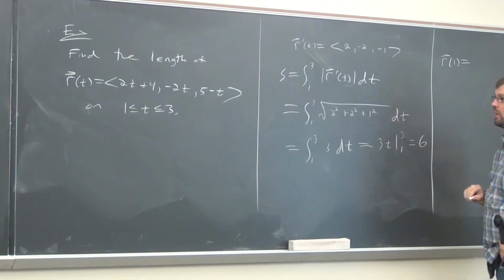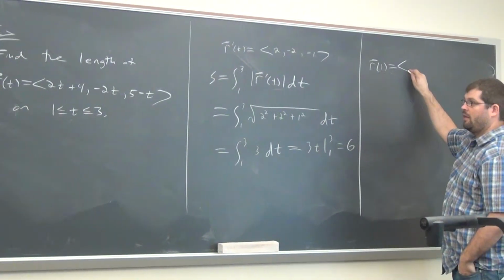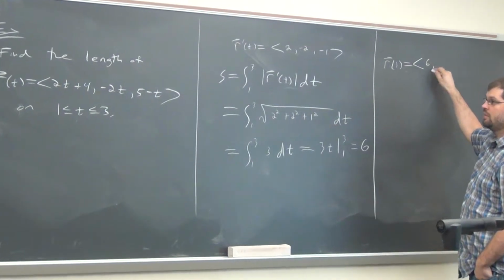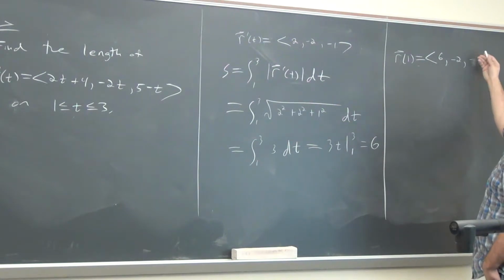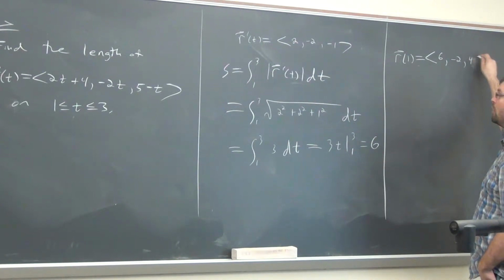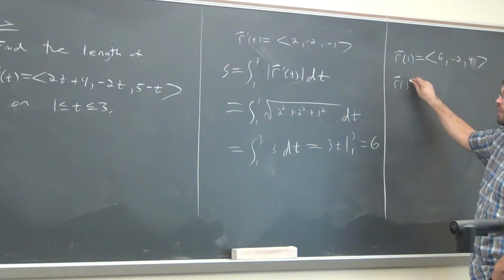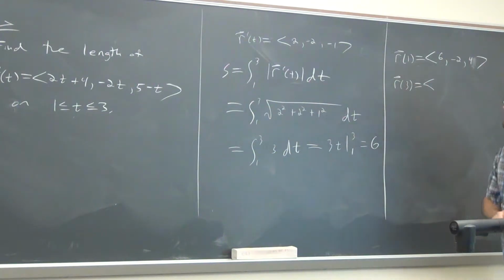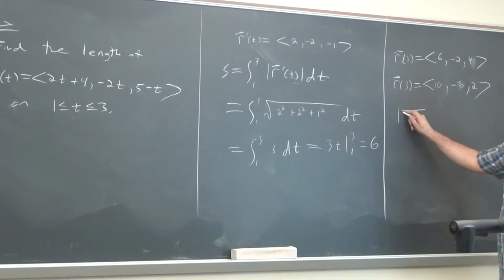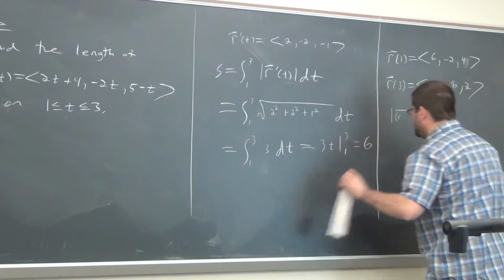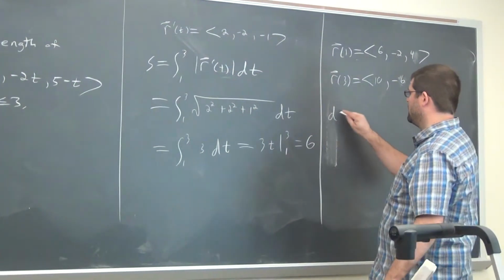What's your starting point? r of 1 is 6, negative 2, 4. Sorry, I got my numbers mixed up. And then r of 3 gives us 10, negative 6, and 2. Does that sound right? And so what's the distance? I was going to call it d. So think of these as points now. What's the distance between those two points?